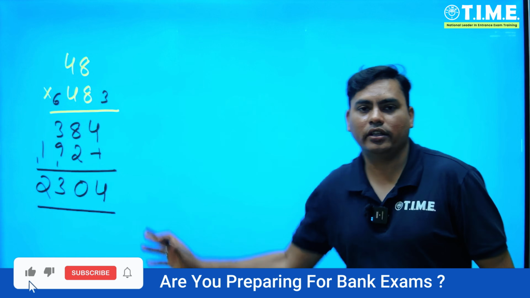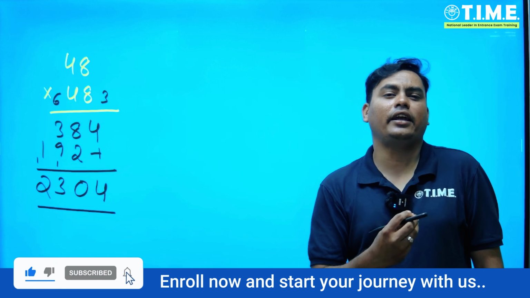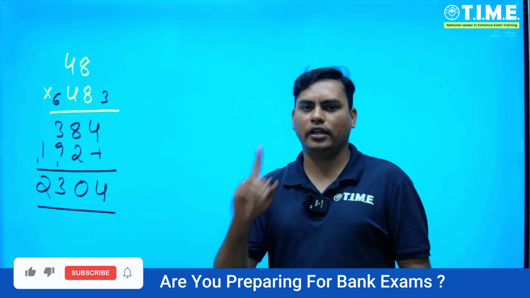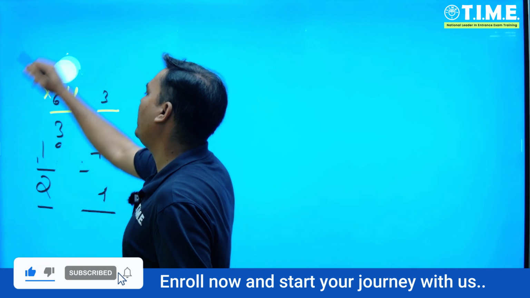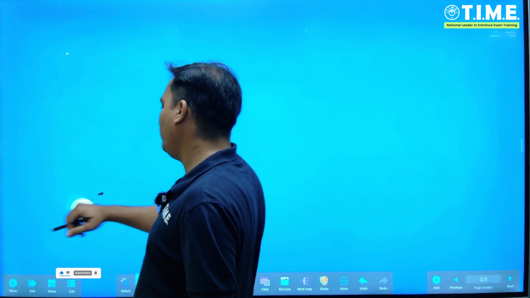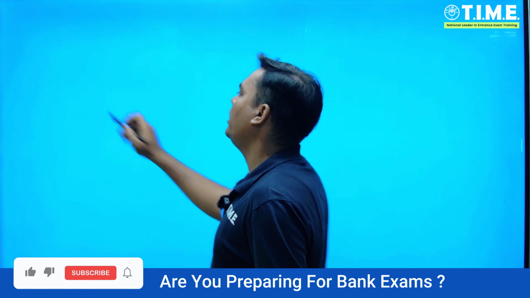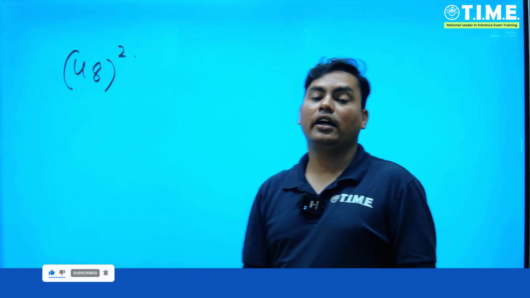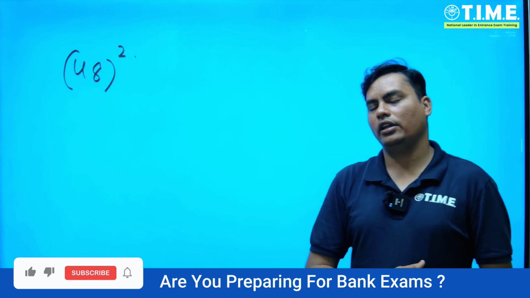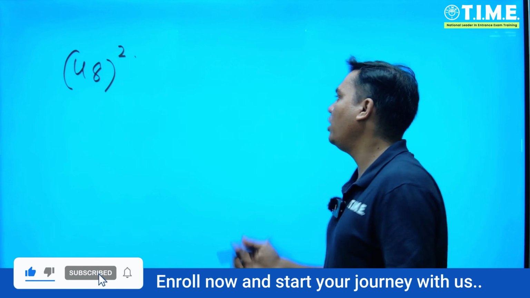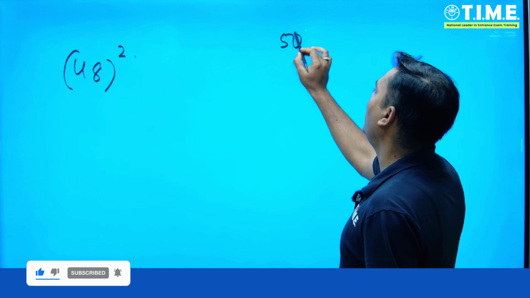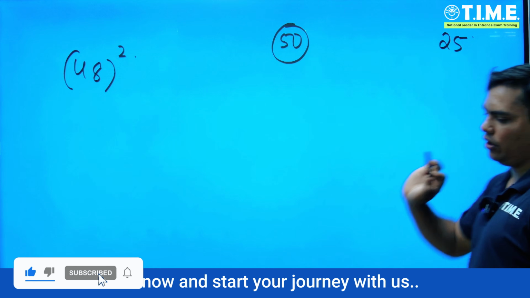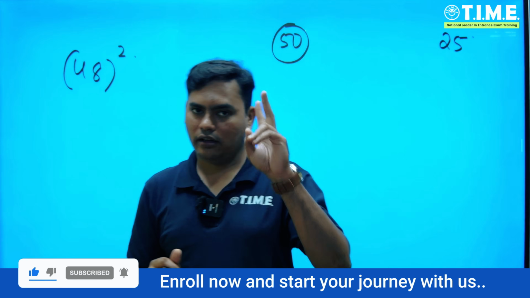Now instead of doing this, today we'll be learning the direct concept of finding squares. Remember this number 2304. What is the direct concept? If you look at the number 48, if I'm finding 48 square, this 48 is near to 50. Now we'll remember two numbers: one is 50, and the other number I should remember is 25. Remember these two numbers.